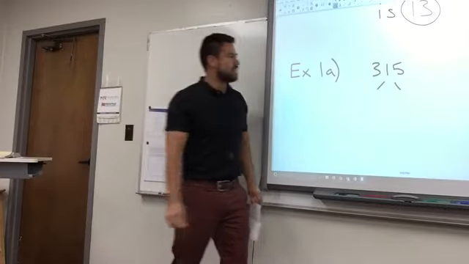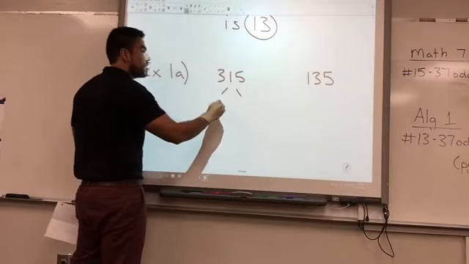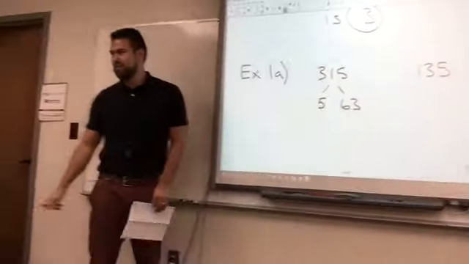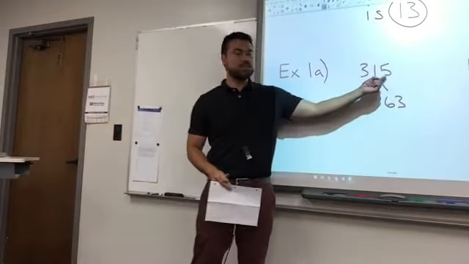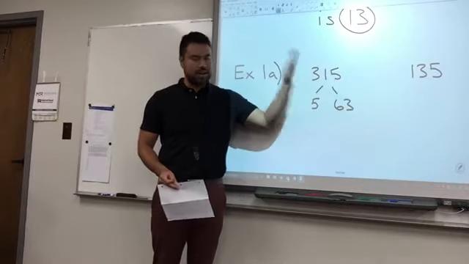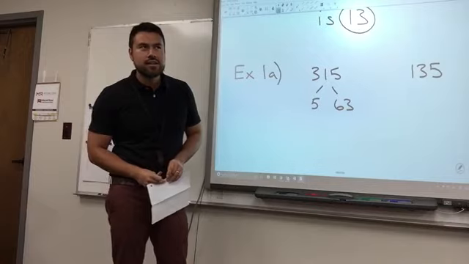63. 63 and what? 5. So 5 and 63. 300. Yep. 5 and 63. And how'd you figure that out? Division. You knew it had to be divisible by 5, right? Because it ends with a 5 or a 0. And then you just divide it out and you get your 63. Hint, hint. You divided.